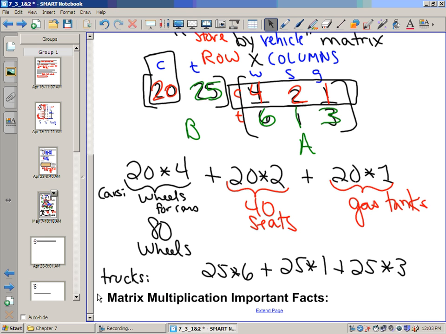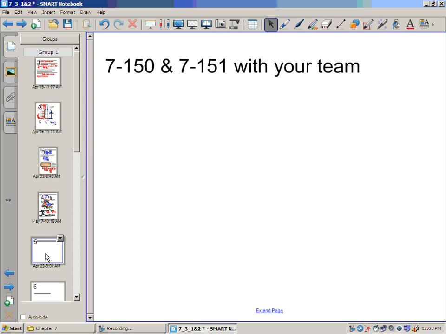All right. Let's just take a look at 150 and 151 with your team. Or actually, you did 149 now. Take a look at 150 and 151 with your team.